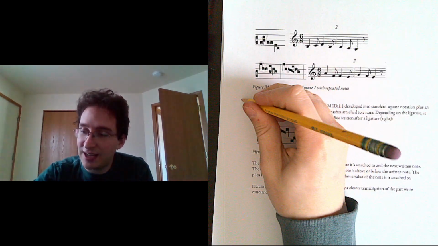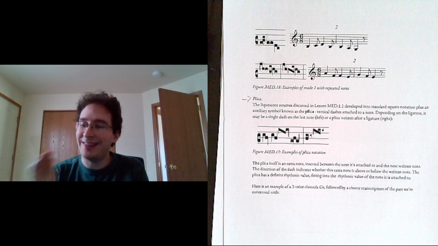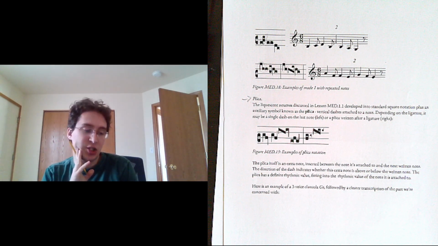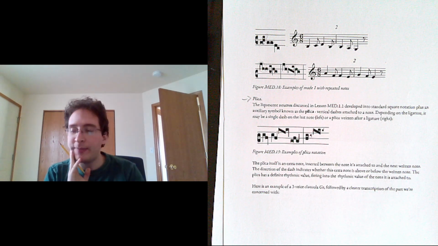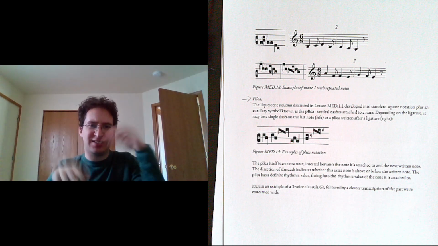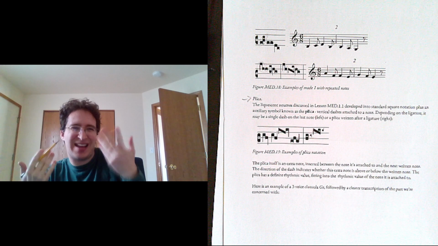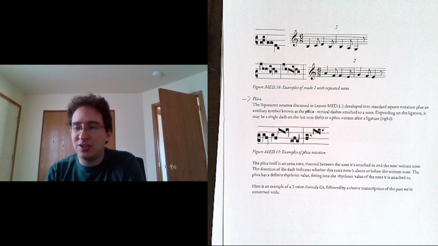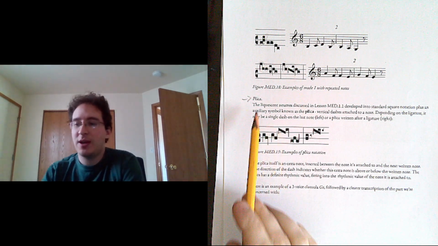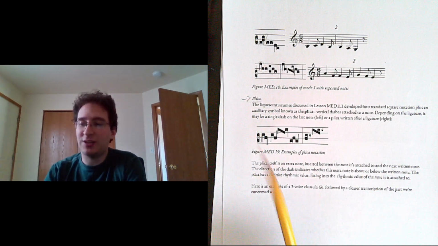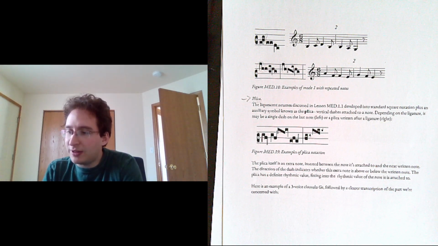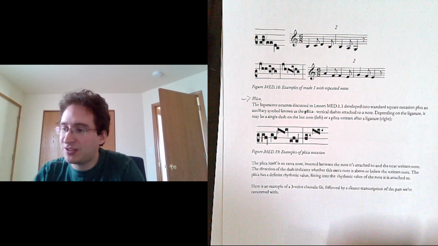So second thing that might cause issues would be the plica. You may remember we talked about liquescent neumes back in MED.4.1, and we did some hand waving and said, we don't really know what this meant. When the early neumes transitioned into this square notation, the liquescence transformed into a symbol known as the plica, which was a vertical dash attached to a note. Depending on the ligature, it could be a single dash on the last note.